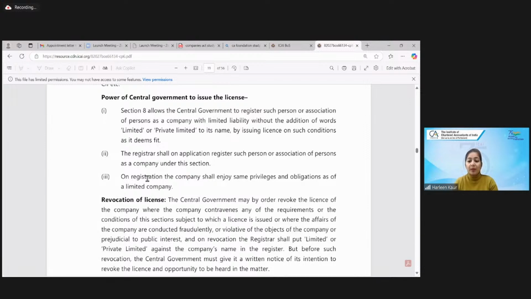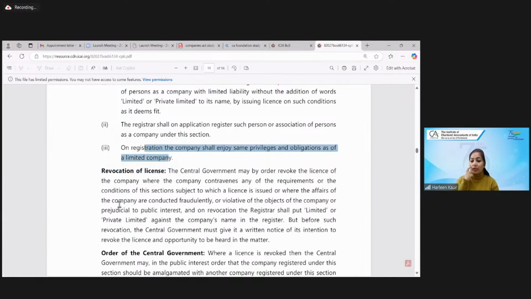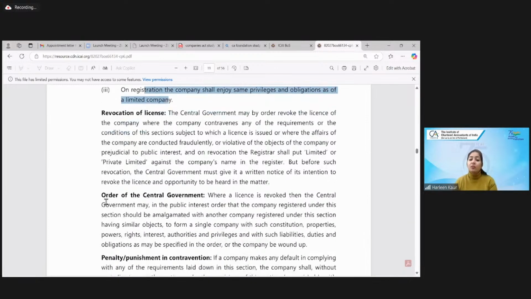A registrar will make an association, will register such persons as a company. On registration, you will get the same rights and privileges as you get to a limited company. On registration, the company will get the same privileges and obligations of a limited company. Now, what is important over here is revocation of license.